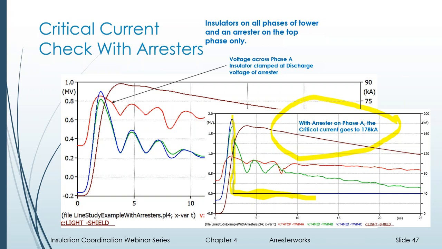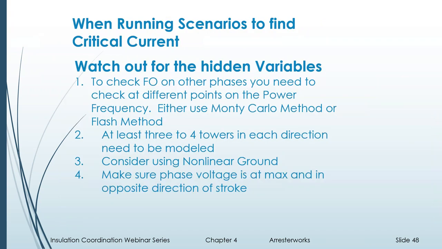And so, depending on where you are in the world, putting this one arrestor on the top phase may be all that you ever need to do, and you would take your outage rate to zero. But that depends on a few other variables that we'll talk about.